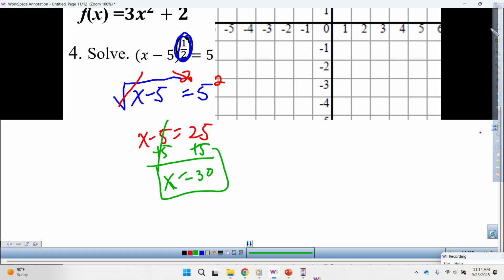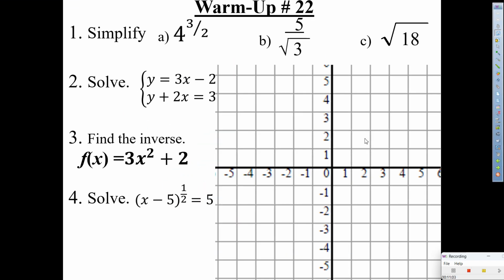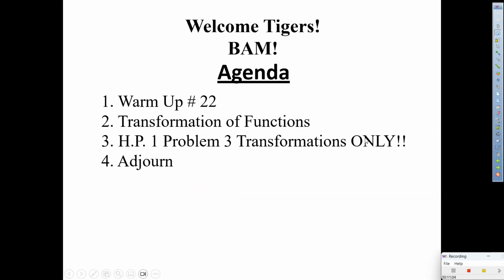Pretty good, yeah? Yes, Mr. Q. Copy the agenda, please. Agenda: warm-up number 22 done. Transformation of functions. And hopefully for tonight, thank you. One problem, 3 transformations.